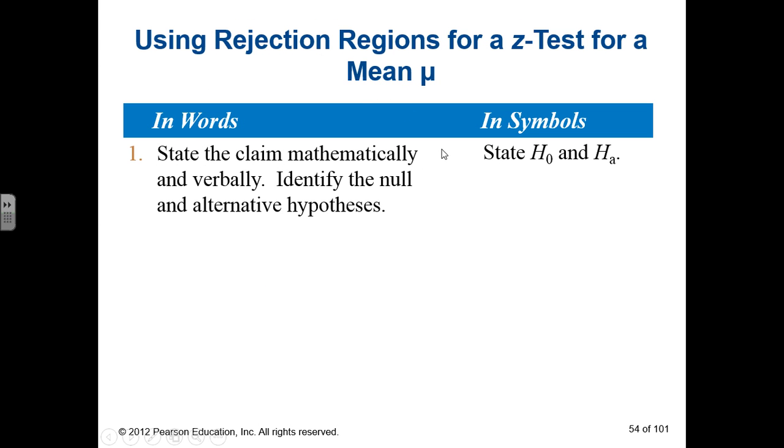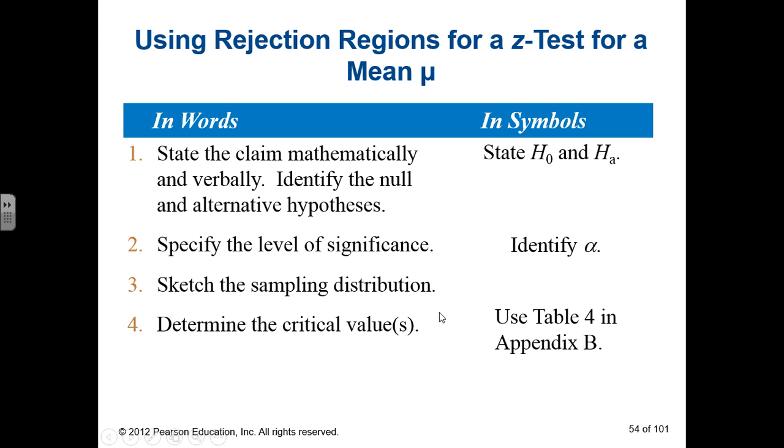So to use the rejection region approach, the first step is still the same. We still state the null and alternative hypotheses. Then we identify the level of significance. Then we sketch the sampling distribution. Is it a Z distribution or a T distribution? We determine the critical values by using table 4, which is our standard normal table. From that, we determine the rejection regions.